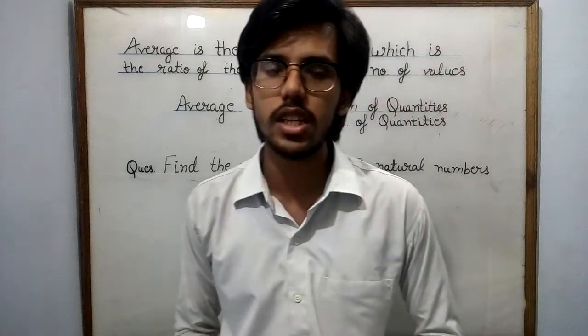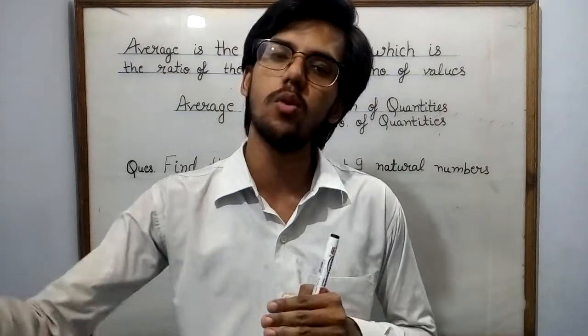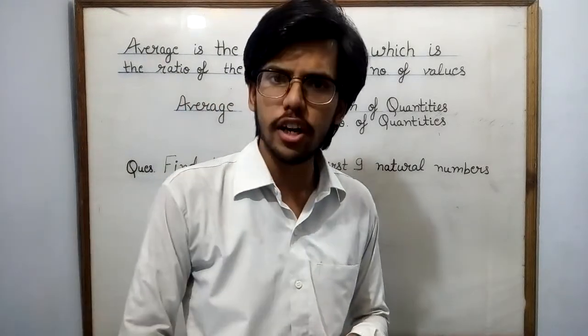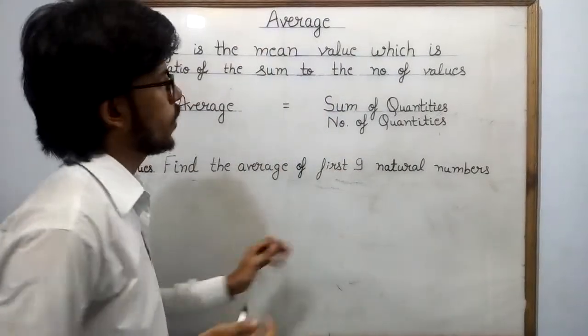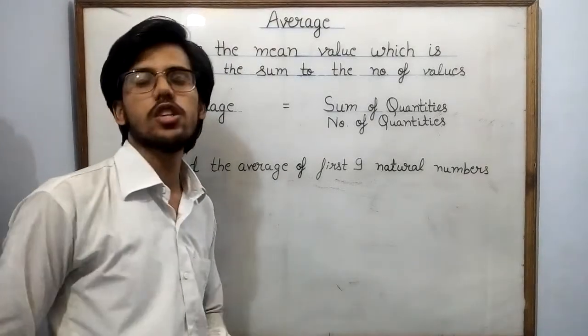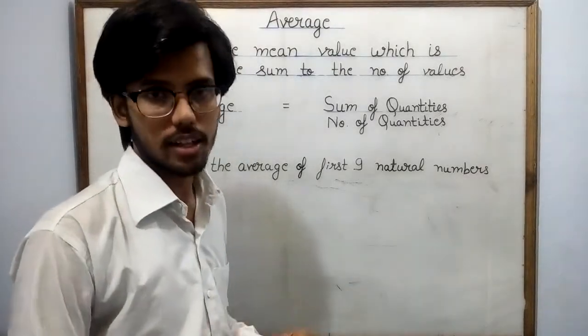So natural numbers are the numbers that begin from 1 and move on to other numbers, that is 1, 2, 3, 4, 5, 6 and so on. First of all, we will write the formula again. In each and every question you have to write the formula, that is important.